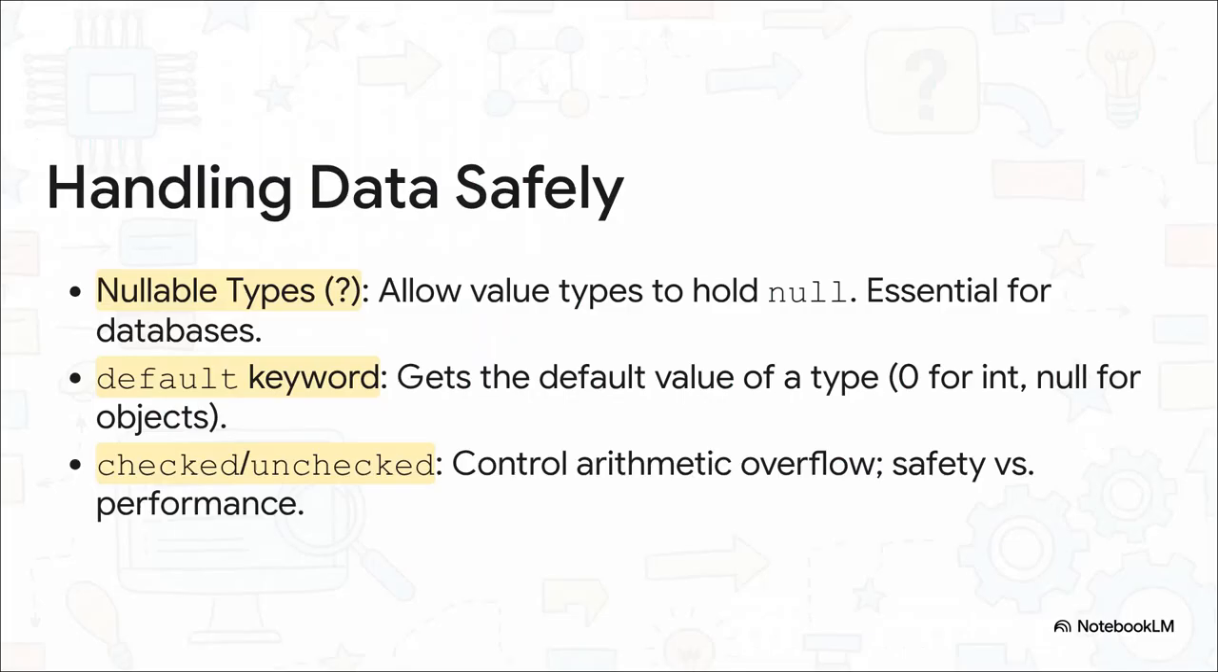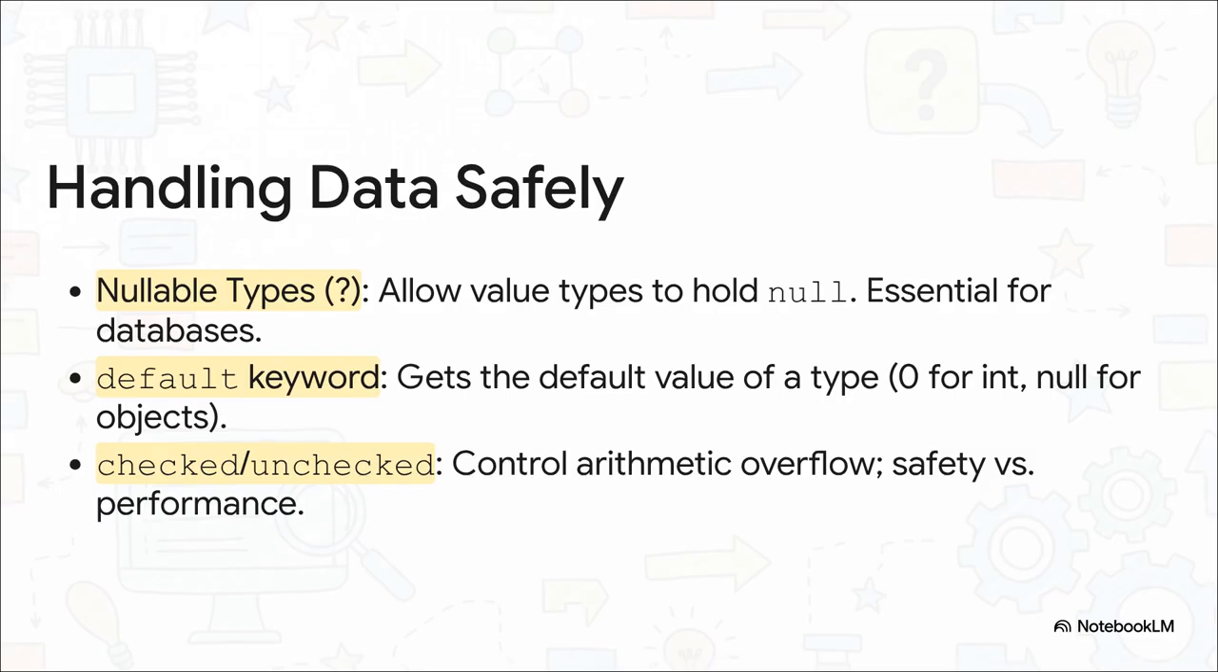Finally, let's talk about handling data safely. Nullable types, that little question mark after a type like int, are a lifesaver. They let value types hold null, which is essential when you're working with databases where a value might be missing. Then there's the default keyword, which gives you the default value for any type, 0 for an int, null for an object. It's super handy in generic code. And don't forget checked and unchecked. They let you decide what happens if a calculation overflows. Do you want the safety of an exception, or do you need every last drop of performance?